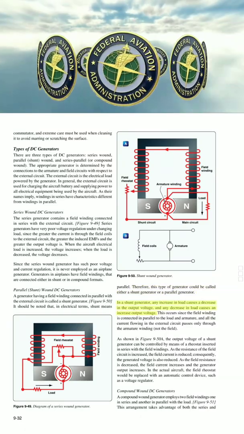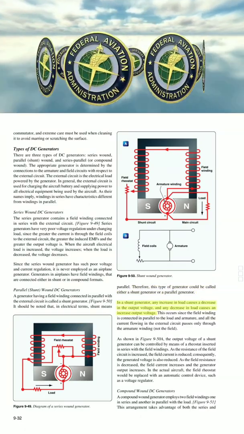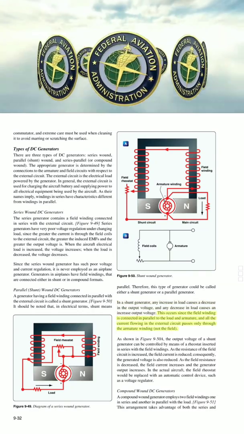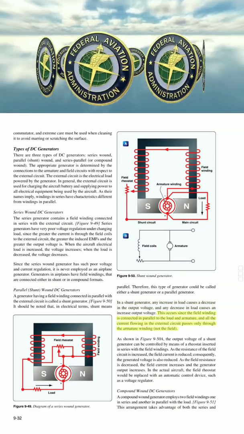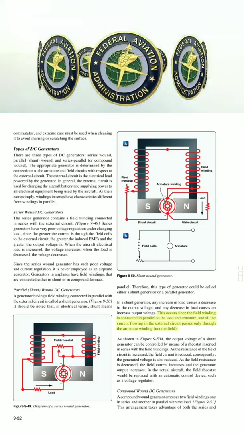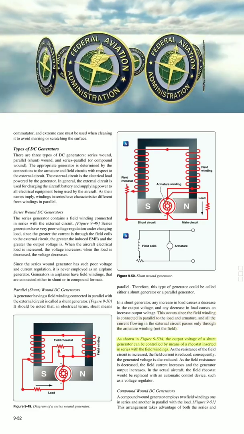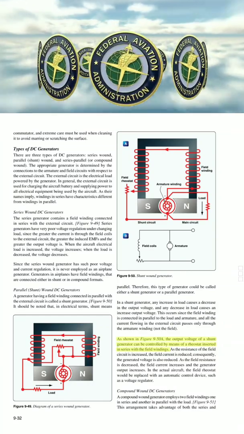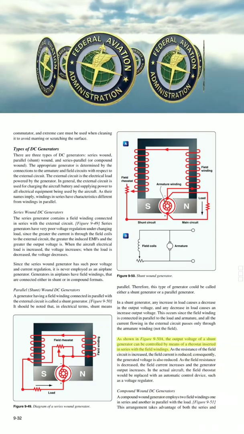In a shunt generator, any increase in load causes a decrease in the output voltage, and any decrease in load causes an increase in output voltage. This occurs since the field winding is connected in parallel to the load and armature, and all the current flowing in the external circuit passes only through the armature winding, not the field. As shown in Figure 9-50A, the output voltage of a shunt generator can be controlled by means of a rheostat inserted in series with the field windings.